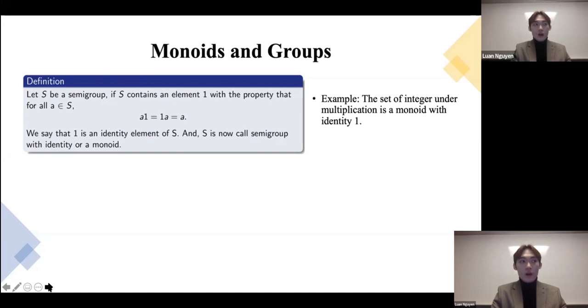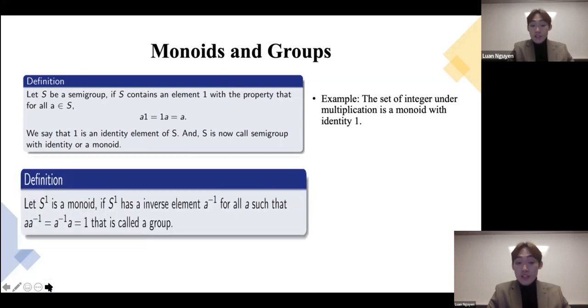Like I said earlier, if the monoid has inverse elements, we have the definition of a group. A sigma group with identity 1 is called a monoid. If it has an inverse element A inverse for all A, such that A times A inverse equals A inverse times A equals 1, the identity element, then it is called a group. The set of integers under addition is a group.